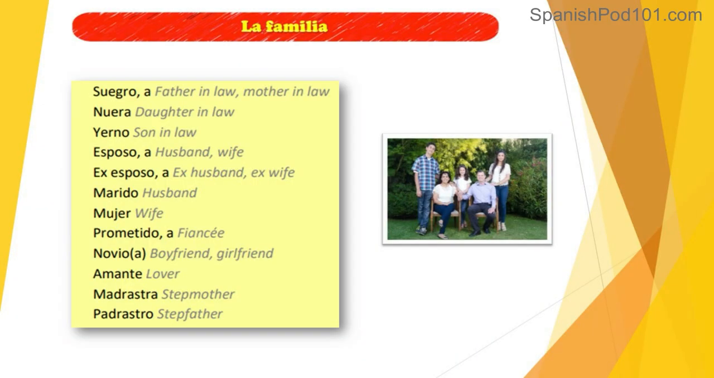So those are basically your immediate family members. Now let's have a look at your in-laws, or when people get married, what are the relationships, these new family additions, and how to say those in Spanish. Suegro, suegra. So suegro is father-in-law, suegra, mother-in-law. Nuera, nuera is just the feminine form, and that means daughter-in-law. Yerno, yerno is son-in-law.